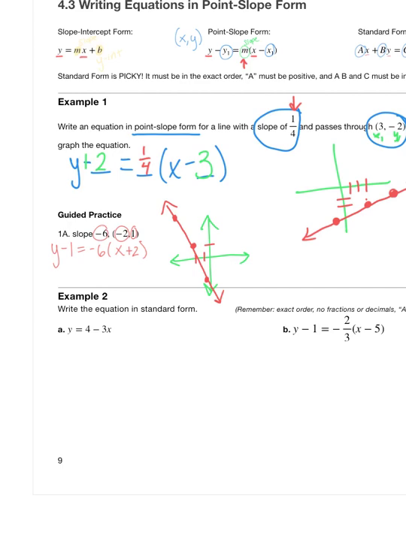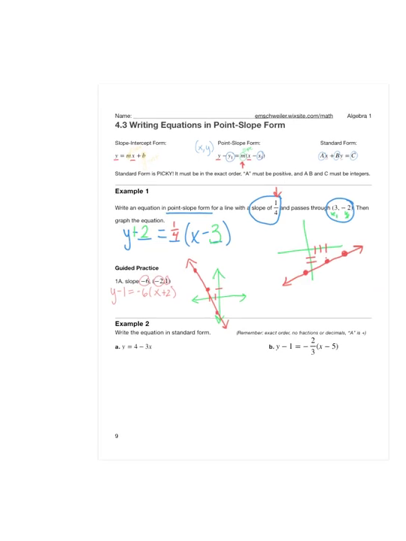One thing I do want you to notice, we'll talk about this later: the slope when it's negative is going down from left to right, and that's like what our guided practice had. Our example had a slope that was positive, so it goes up from left to right. So that's one way to quickly check if you graphed it correctly, is if it's at least going in the right direction.